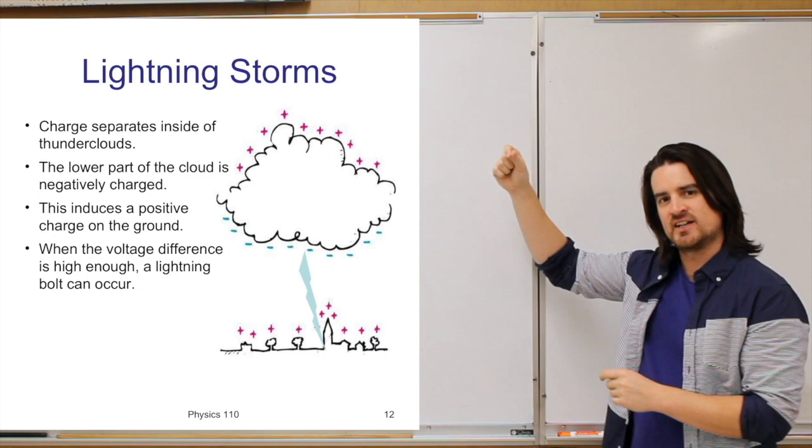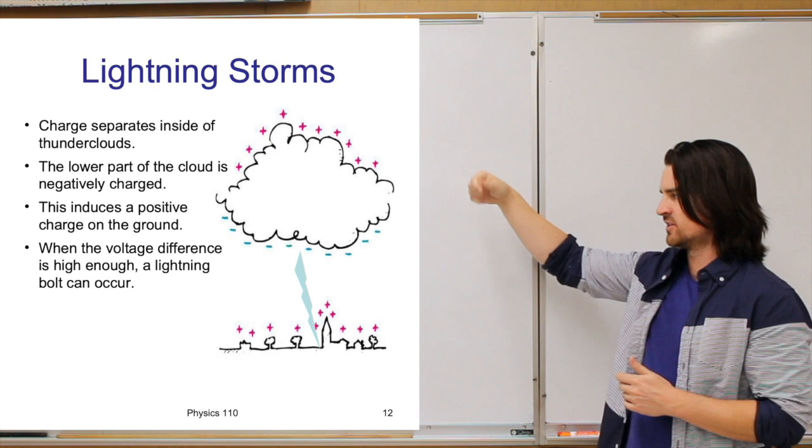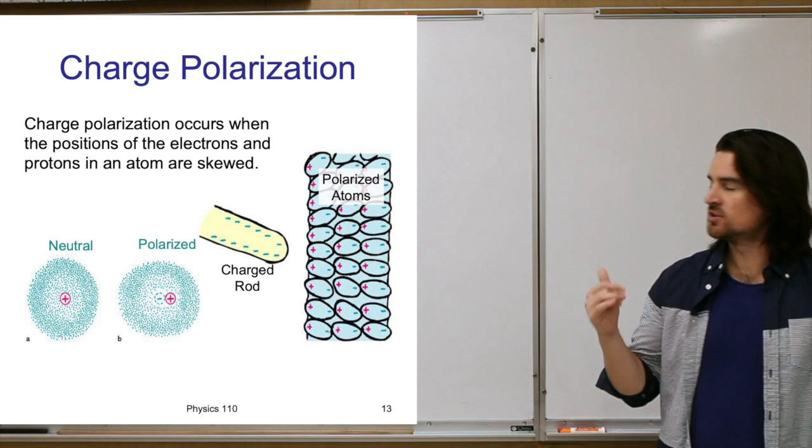That's ripping the air and causing it to be conductive, so you get a bolt of lightning, which is all those negatively charged electrons just all of a sudden shooting down in a stream to the Earth. So yeah, I mentioned this idea of charge polarization before.